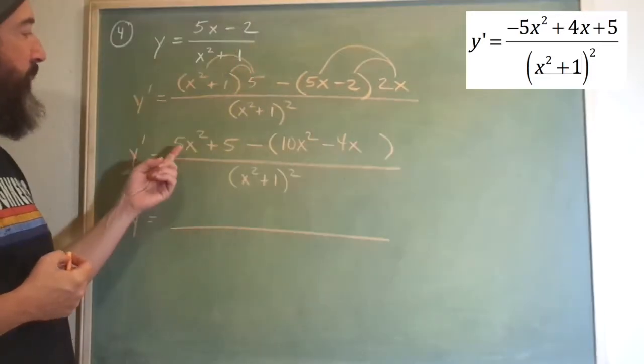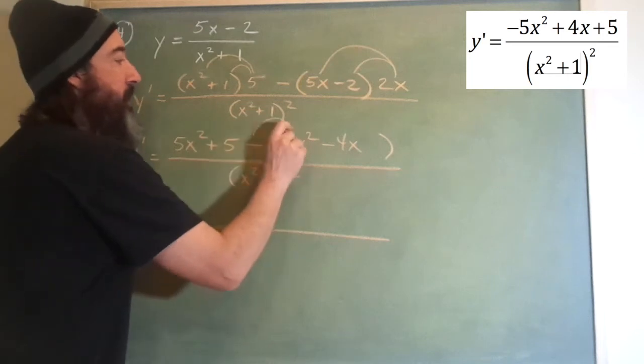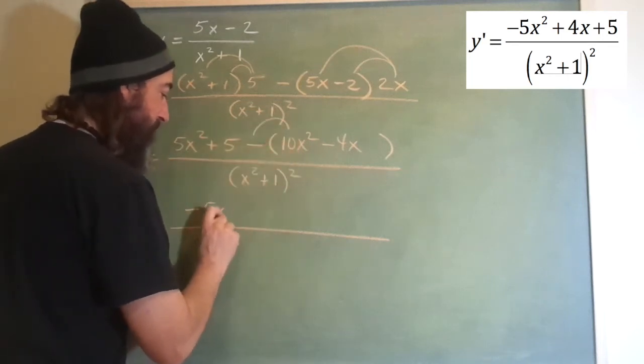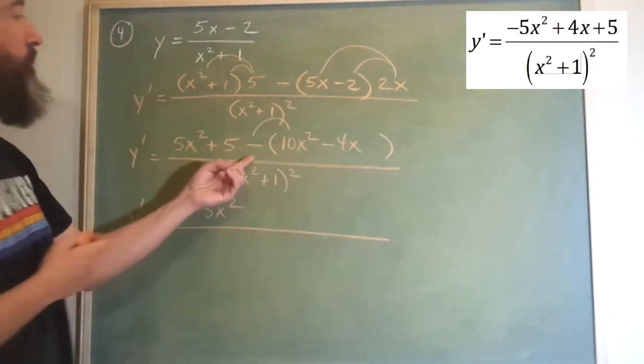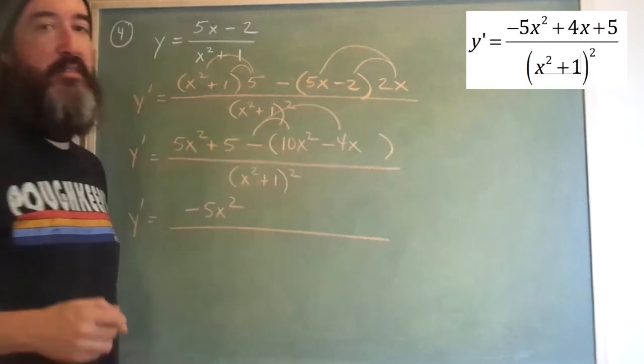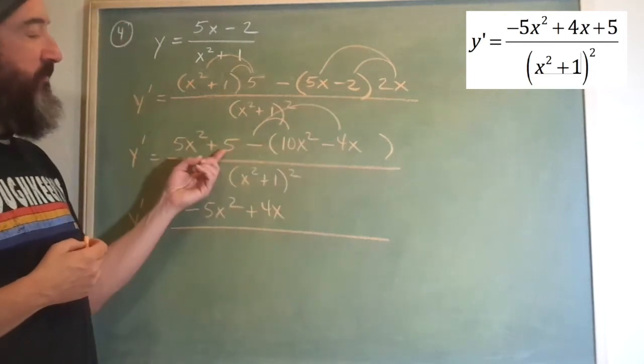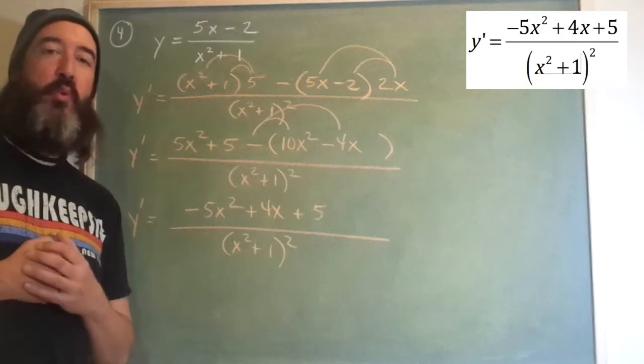So notice in the numerator I have a 5x squared and a negative 10x squared. That's negative 5x squared. When I distribute this negative, that gives me a positive 4x, and I have this positive 5. I think it looks good once again.